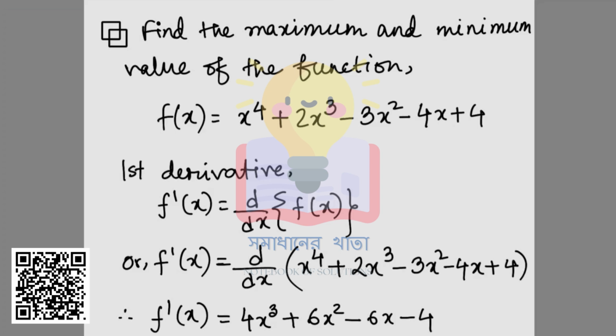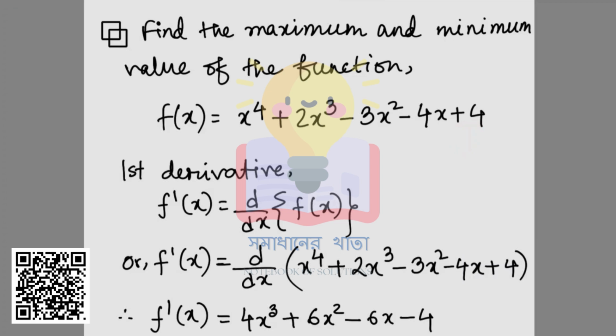Today we will find the maximum and minimum value of a function using successive differentiation. The given function is f of x equals x to the power 4 plus 2x cube minus 3x square minus 4x plus 4. So what is successive differentiation?